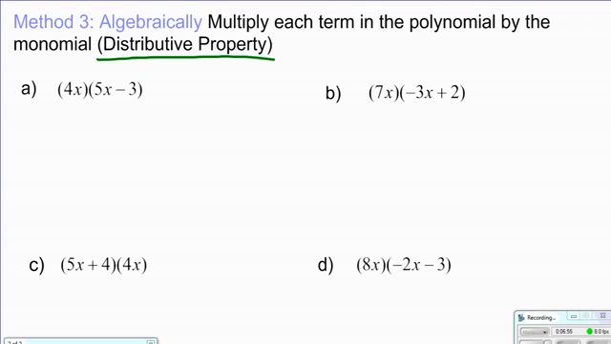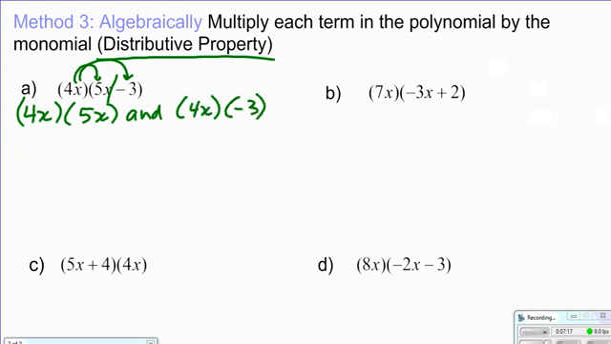So what's going to happen is we need to go 4x times 5x, and we need to go 4x times negative 3, because there's two terms. So I'm just going to split this up. So we need to go 4x times 5x, and we need to go 4x times negative 3. Okay?